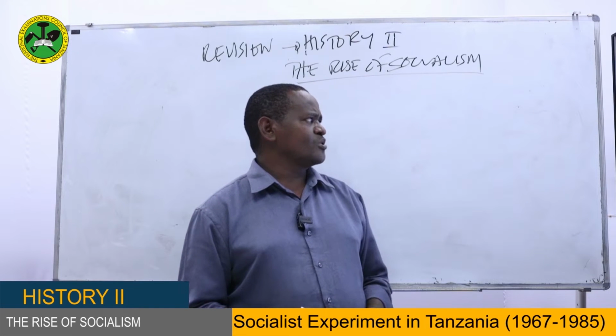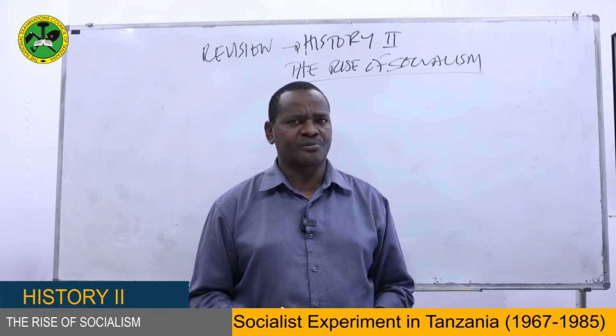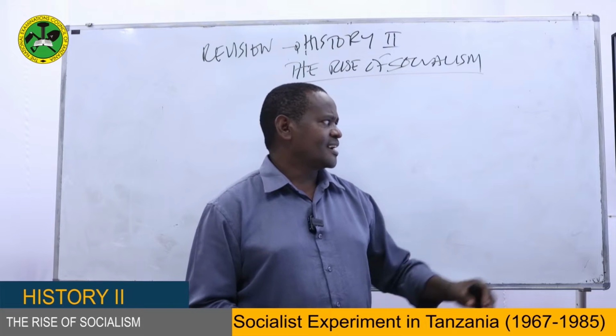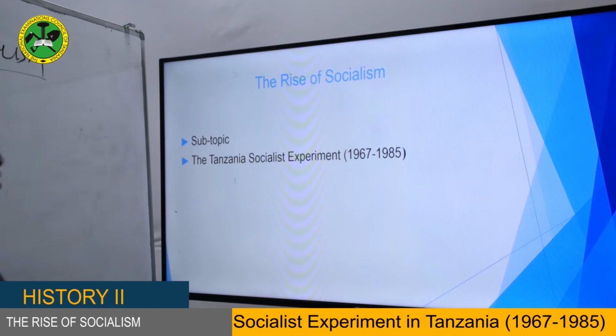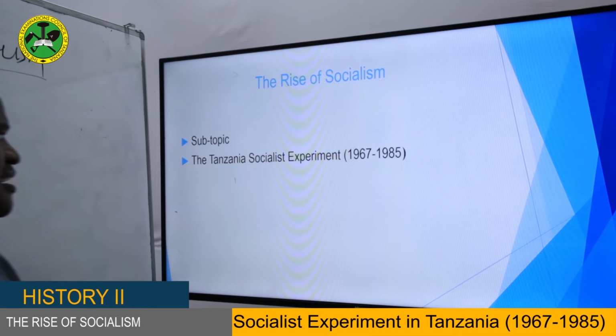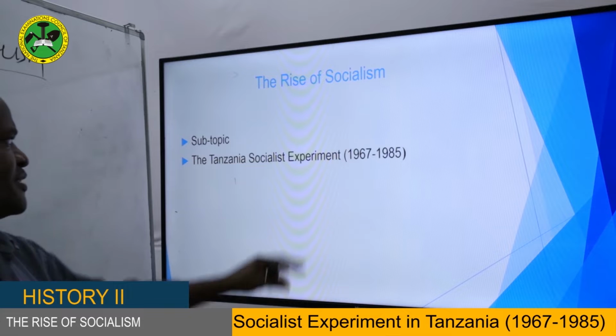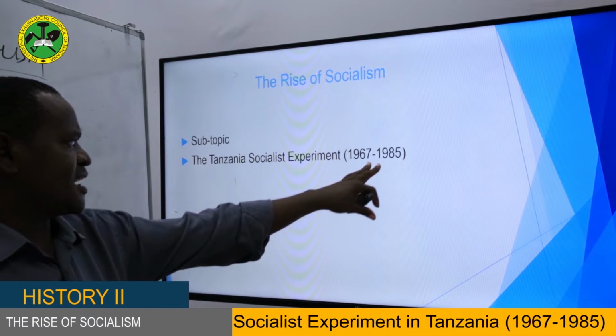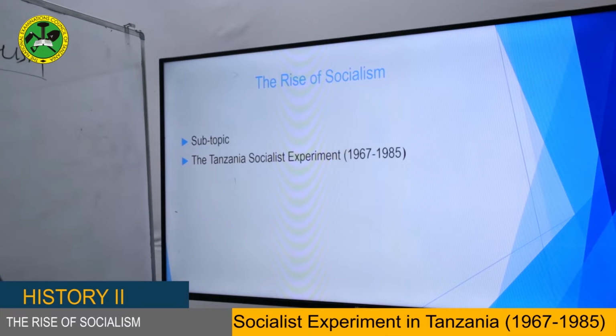Today we are going to look at another subtopic, which is in fact our last subtopic, and this is the Tanzania Socialist Experiment from 1967 to 1985. That means from the Arusha Declaration to 1985.